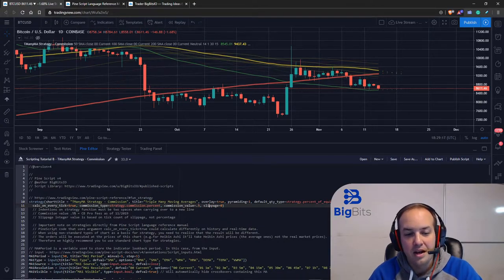If you wanted to do a fixed fee, like say you're trading stocks or futures on, you know, E-Trade or something, and there's a flat fee of like $2 per contract or something, then you could put in a flat fee here as well by changing the commission type.